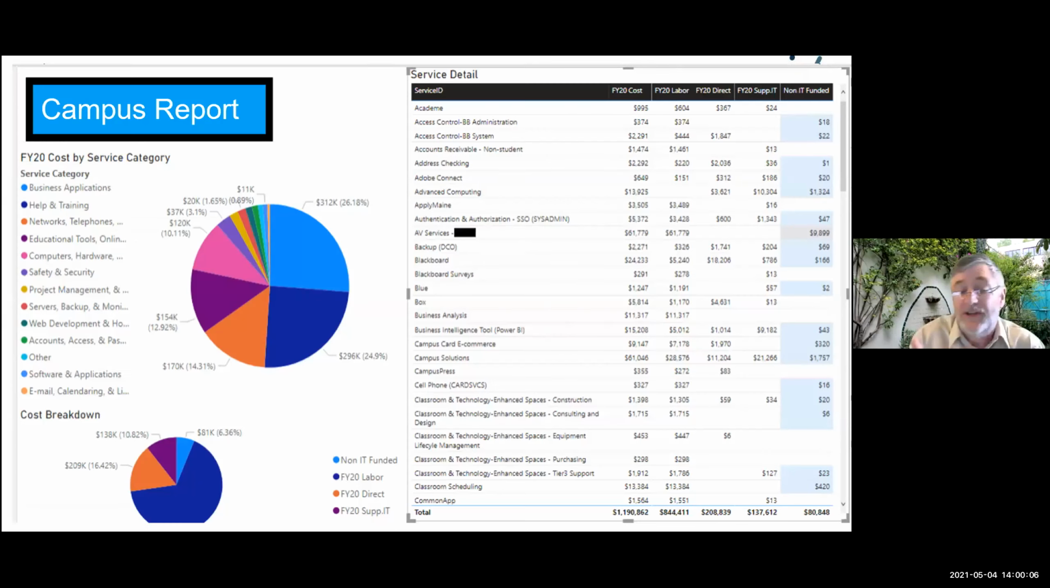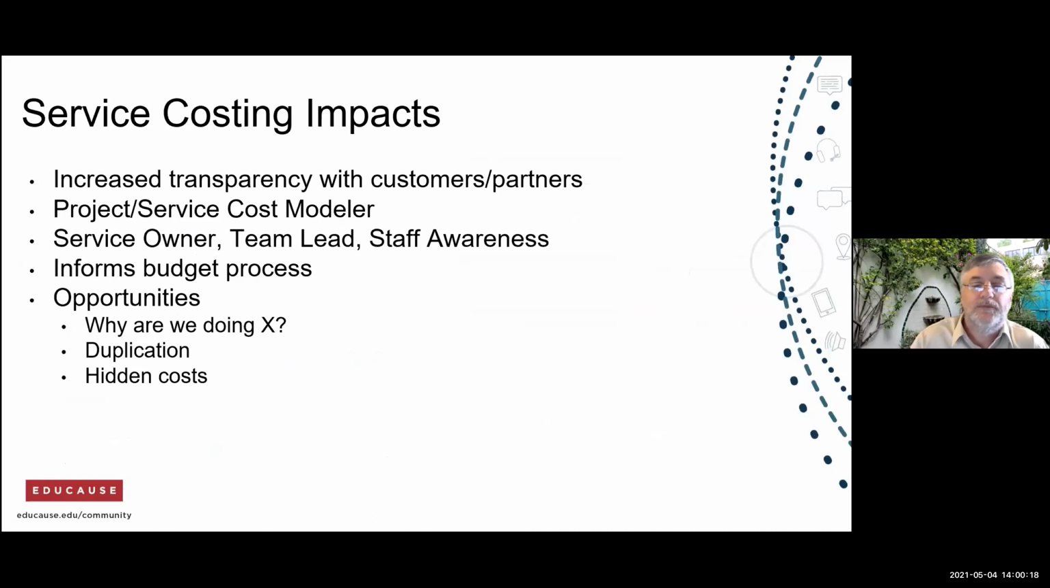Our CIO shares summaries of the IT service costing results with campus and system leadership. And while we provide totals for each service, we don't go into the details, we focus on the total cost. So what have the impacts been? Well, we believe that it's really increased transparency of the IT organization and its services and trust from our customers. We can now show customers what their annual IT bill represents.